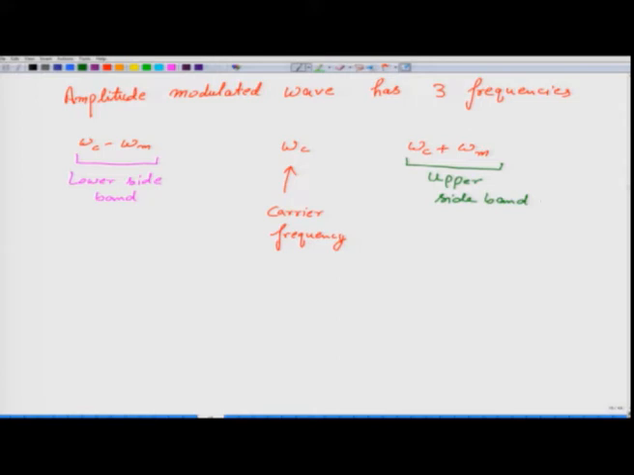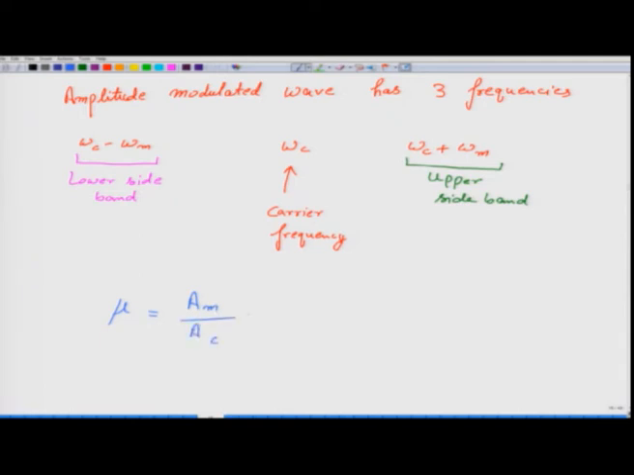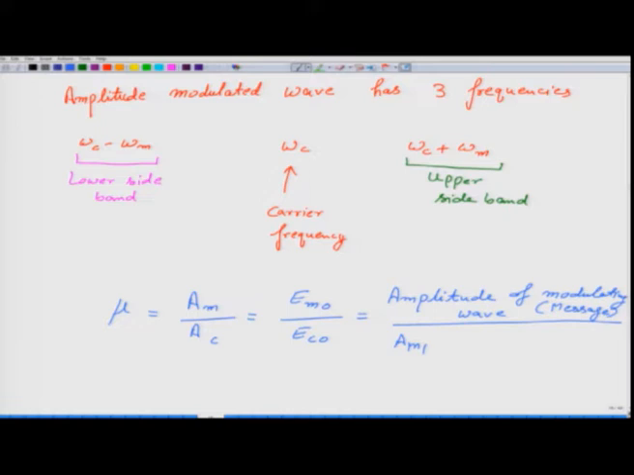We were then discussing the pictorial representation of amplitude modulated waves, and in defining this amplitude modulated wave we also defined a quantity, the modulation index, which we represented by mu, where mu was given as the amplitude of the modulating wave divided by the amplitude of the carrier wave, or in terms of our representation it was equal to E m naught divided by E c naught, which is equal to the amplitude of the modulating wave, meaning our original message wave, divided by the amplitude of the carrier wave.